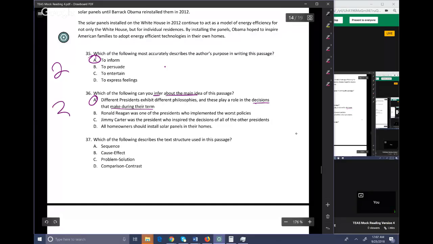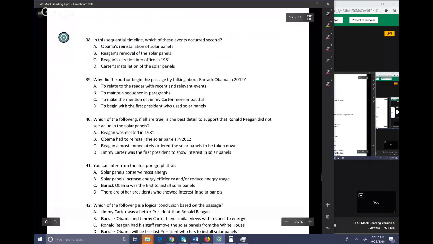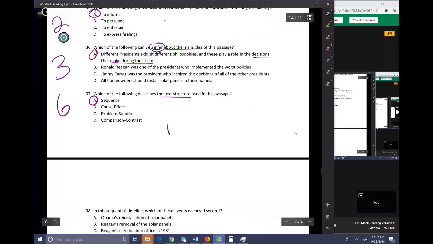37, this was from Reading 3 because it is an inference. 37 is which text structure is used. That's from Reading 6. This passage is in sequence. Similarly to every time we see sequence in class or in a mock, they're never in perfect sequence. There's always an introduction that's general, or there's a paragraph that's out of sequence, like this one starts with a more current event and then goes into sequence. That's fine, because remember that with text structure, it's always the main structure.